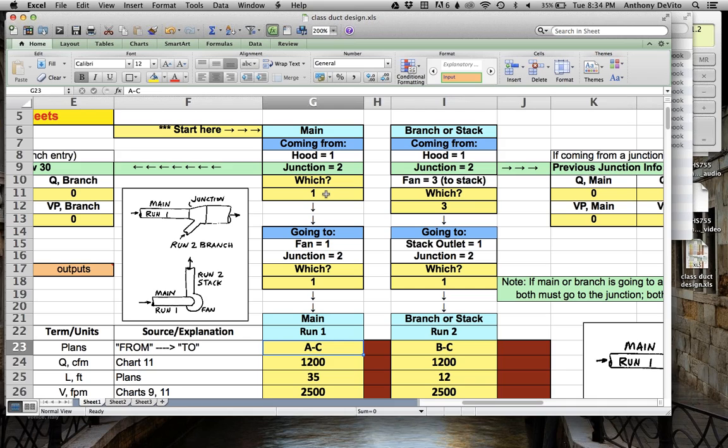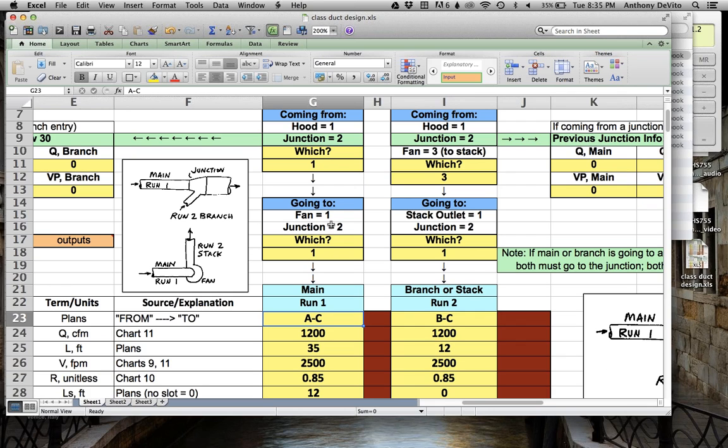First thing I have to tell it is where I'm coming from, because it uses this as a trigger to tell it what formulas to use. If you're coming from a hood, you put 1 here. If you're coming from a junction, you put 2. Since we're coming from a hood, we're going to put 1 there. If it's a 1 hood system, we're going to be going to a fan. Everything's going to be done in this and the next column because we're going to the suction side of the fan right away.